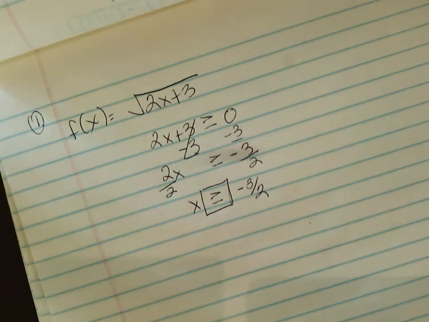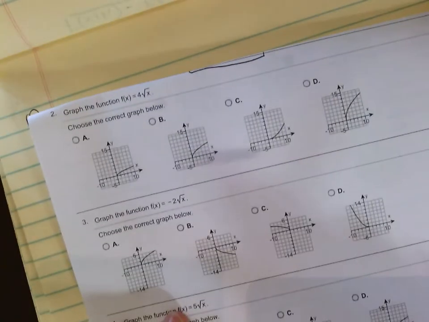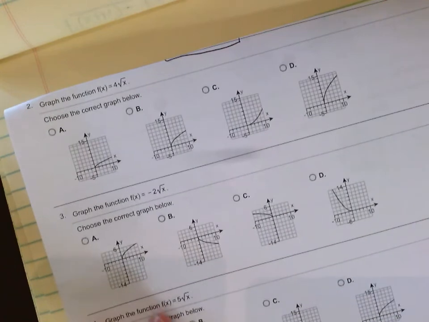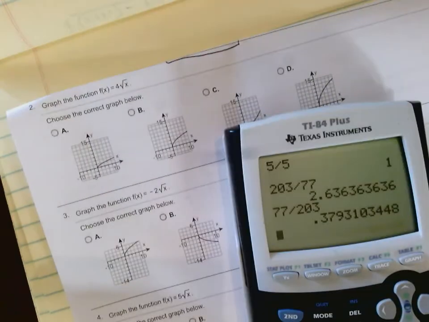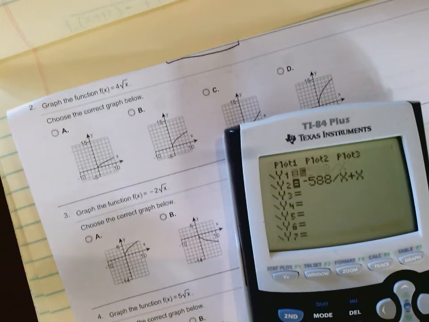Now, for the rest of these problems, it's simply going to be plugging into the y equals. For instance, number 2 will look like this. It's going to say graph this function, f of x equals 4 square roots of x. So first of all, let's just go to our y equals. I'm going to clear everything out.